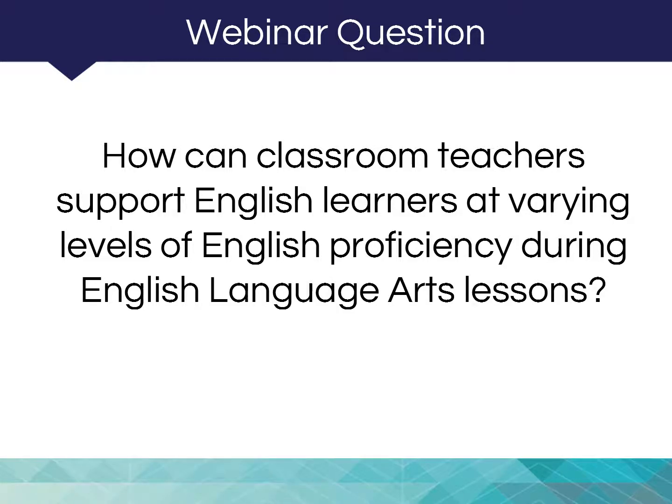Here's our umbrella question. How can classroom teachers support English learners at varying levels of English proficiency during English language arts lessons? Today we will explore levels of English language proficiency and go through a process for determining supports for English learners in your lessons. There will be time during this webinar to look at one of your own lessons, so be sure to have one available. If you would prefer, there is a sample lesson available to use in the viewing guide as well.